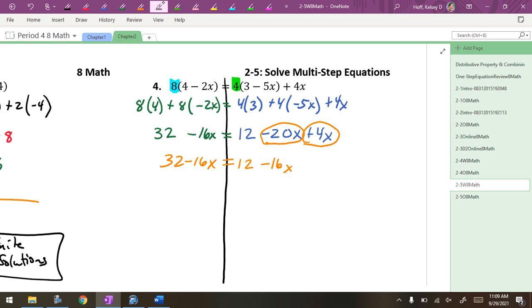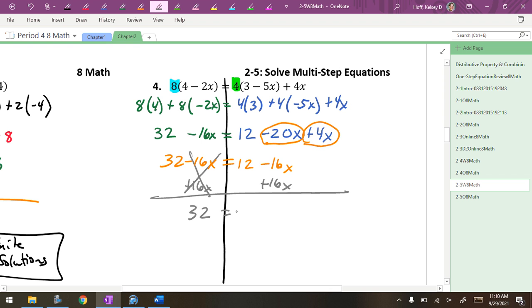I need to get all my variables on one side of the equation. How am I going to do that? Add what? Add 16x. Negative 16x plus 16x cancels. On the left, what is remaining? 32. On the right, negative 16x plus 16x cancels. What do you have left? 12.